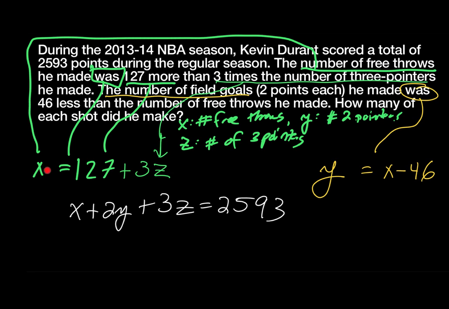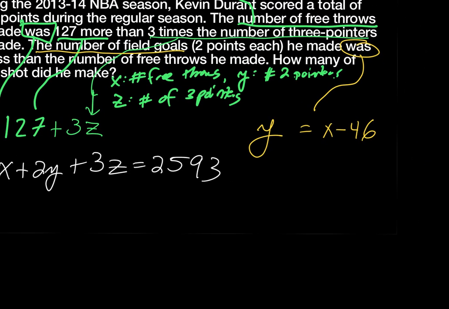I would take this equation and I'm going to put that x into this equation. And that will eliminate the x's. I'll no longer have x's. So when I do that, I will have, go with yellow, y equals, and I replace the x with the other thing, 127 plus 3z minus 46.